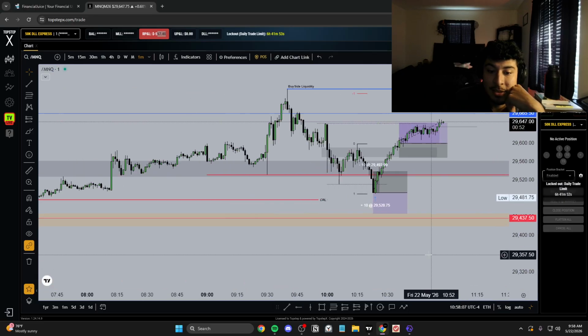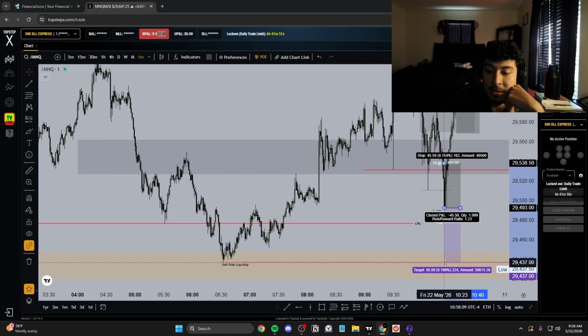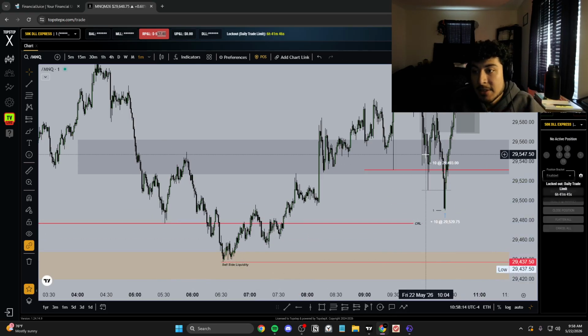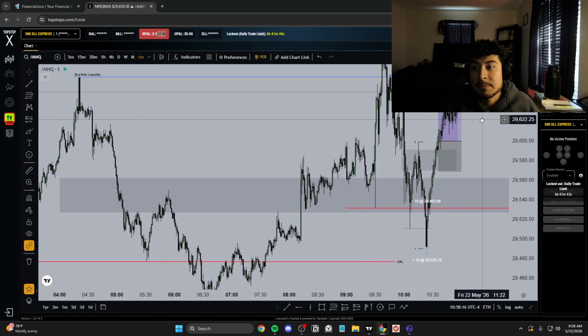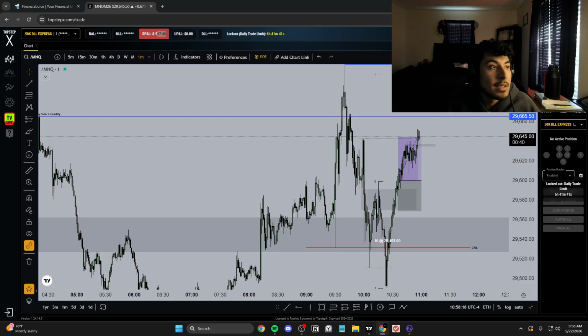So I took a short right down there. I was aiming for this sell side objective. I was like, all right, this looks nice. Thought that was gonna continue lower. Next thing you know, the market just pushes all the way back up, and here's the reason why.